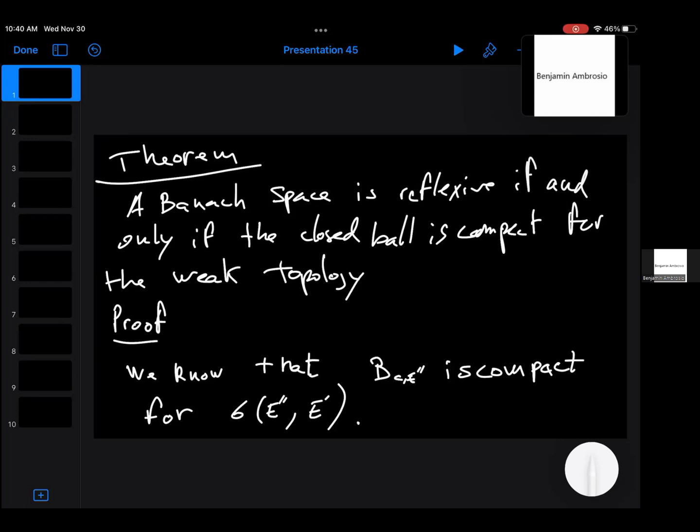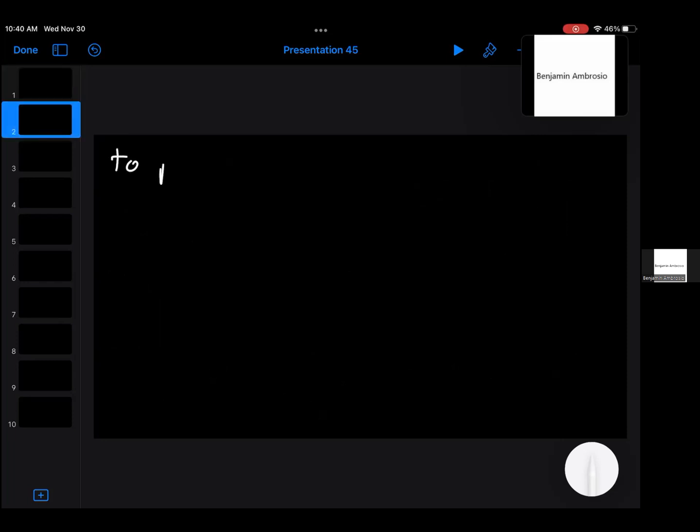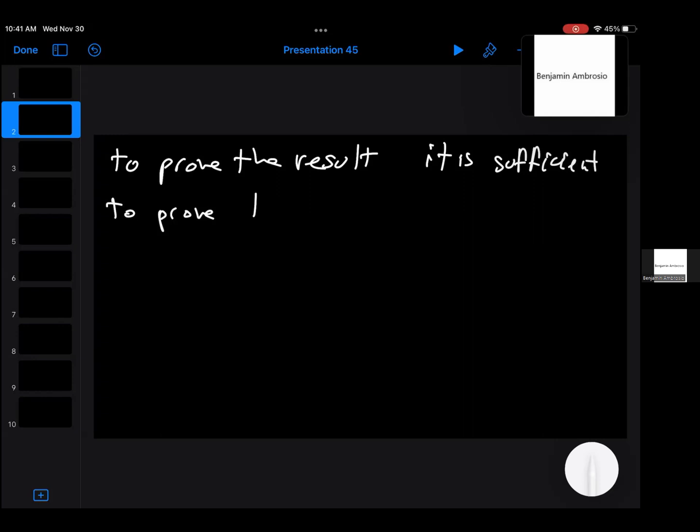So therefore, to prove the result, so the result is what? Is that B is compact for the weak topology. It is sufficient to prove that J minus 1 is continuous, you know, because the image of a compact by a continuous application is a compact. So we need here to be clear with the topologies that we are working with.